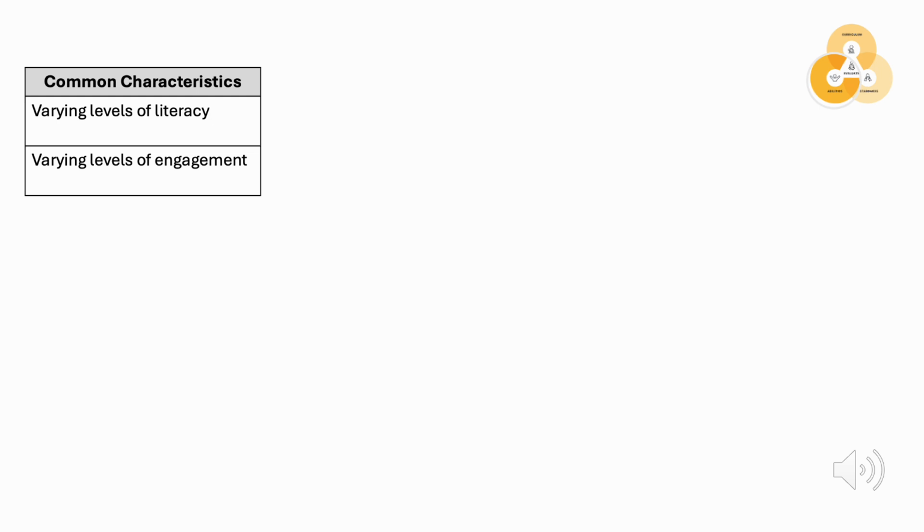We use the word varying because if I write low literacy, that automatically becomes negative and it's hard to find strengths. If I write disengagement, it is also negative and it's really hard to find strengths. By using the term varying, we can look at what are the strengths associated with these common characteristics and what are the barriers to learning, otherwise referred to as functional impacts.